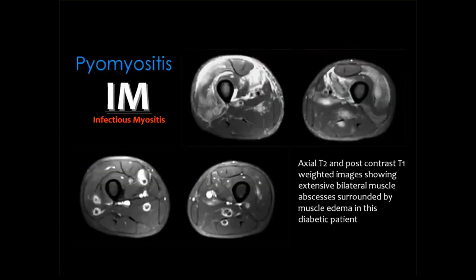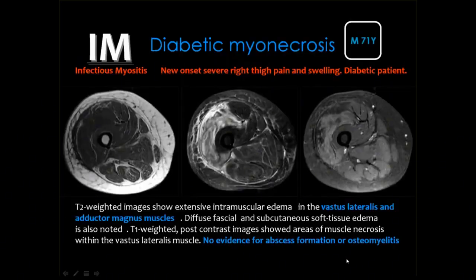Then here you got pyomyositis with multiple marginally enhanced abscesses within different muscle groups of the thigh, and the diffuse high signal represents the muscle edema. And this is infectious myositis in a diabetic patient, where you got inflammation of the vastus lateralis and adductor magnus muscle. They are not clearly seen in the T1 weighted image, but they are well appreciated in the STIR image and also after injection of contrast.